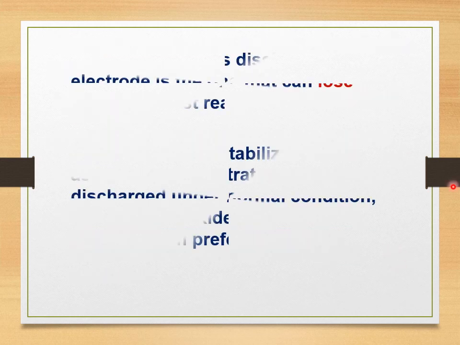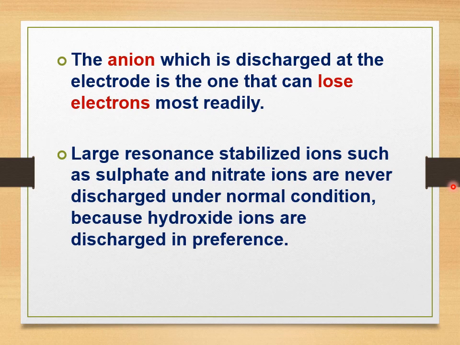One thing that we also need to know is that the anion which is discharged at the electrode is the one that can lose electrons most readily. Large resonance-stabilized ions, such as sulfate and nitrate ions, will never be discharged under normal conditions because hydroxide ions are discharged in preference. So if you see any sulfate ion or nitrate ion, they won't become sulfur gas or nitrogen gas. No, they are really stable as large resonance polyatomic ions. OH⁻ is going to be discharged instead.